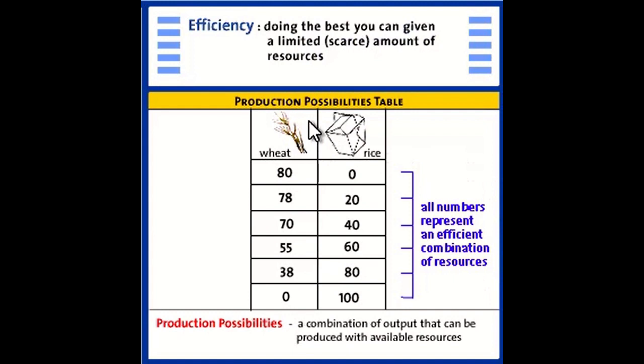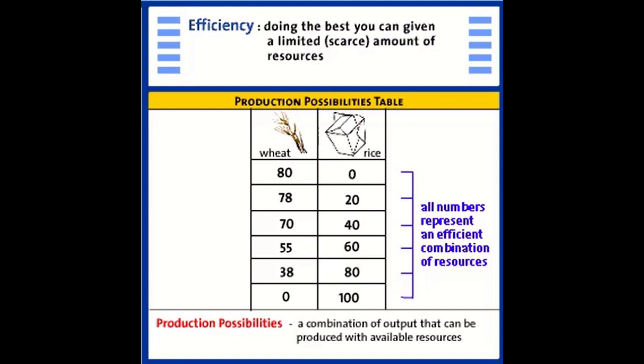Well, since all the resources are devoted to wheat production, there isn't going to be any rice production in this case. If the economy moves some of its resources into the production of rice, and let's suppose that it moves those resources that are best suited for rice production, the wet land, the workers who know more about rice production, tools that are well suited for the production of rice, the economy can produce 20 bushels of rice and still produce 78 bushels of wheat.